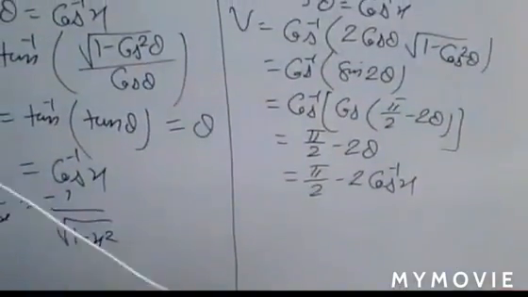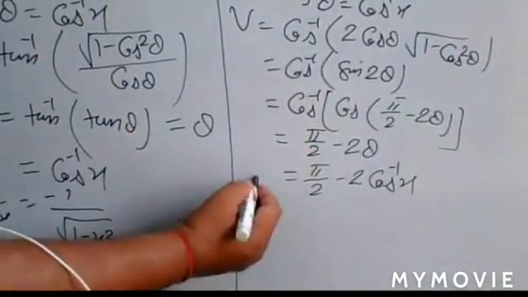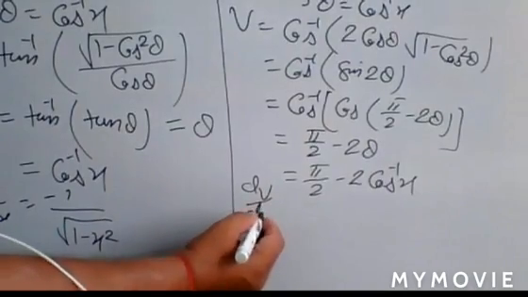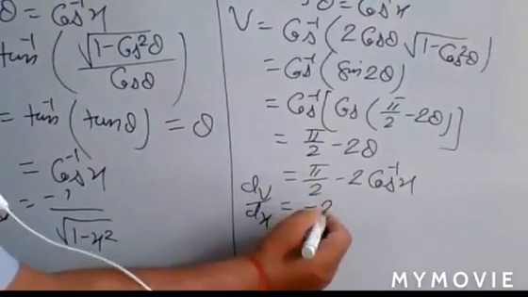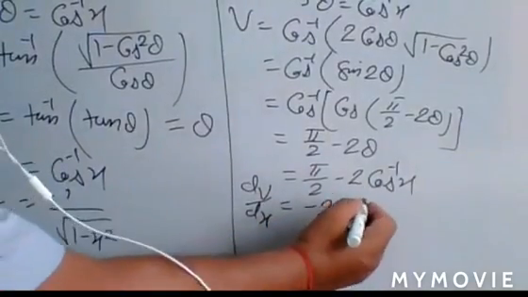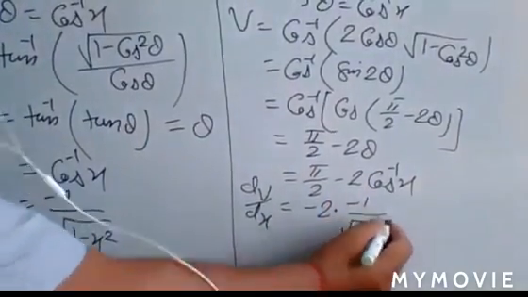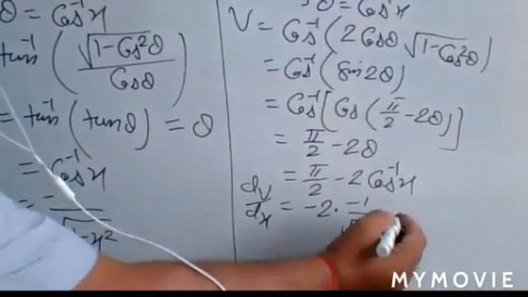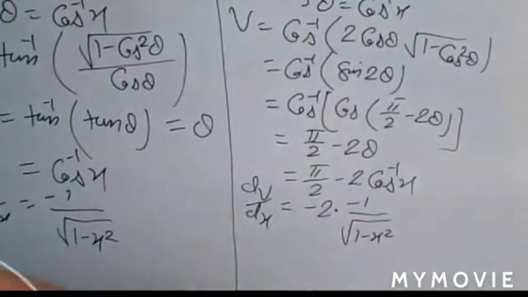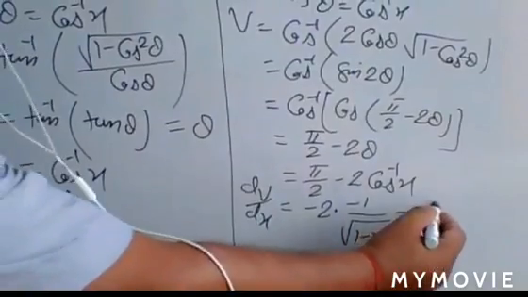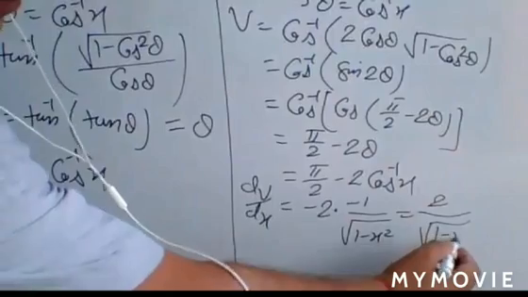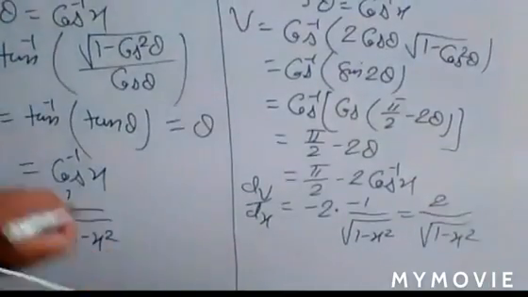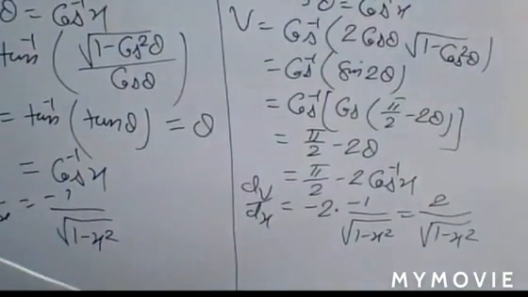Now you find the value of dv by dx. So here you have minus 2 into differentiation of cos inverse x, so minus 1 upon under root 1 minus x square. So overall you have 2 upon under root 1 minus x square. So that gives the value of dv by dx.